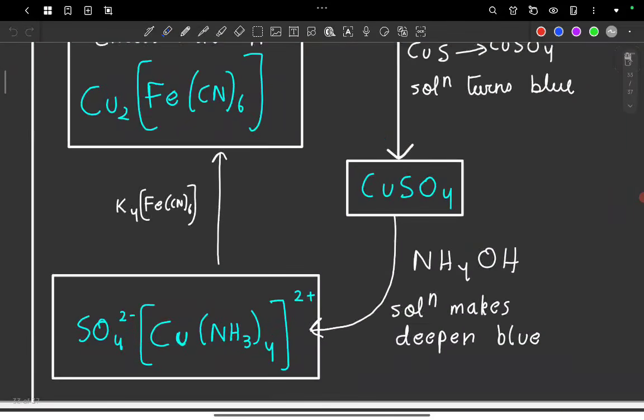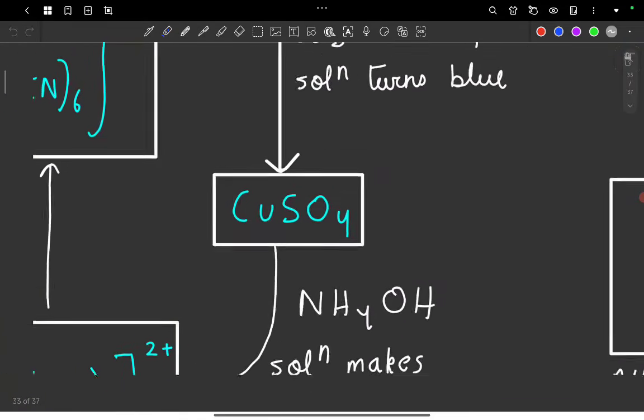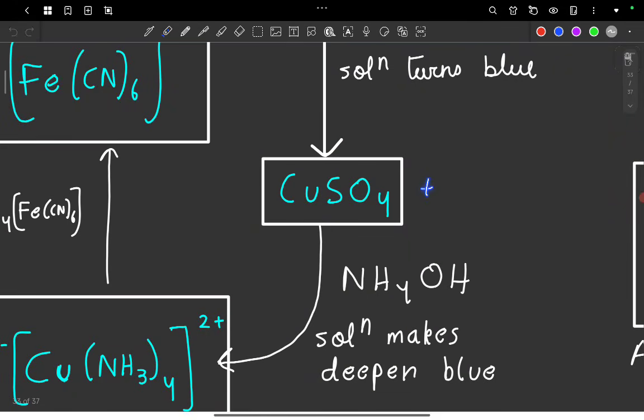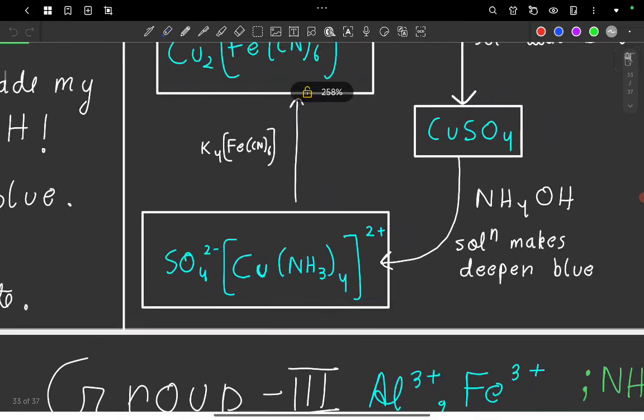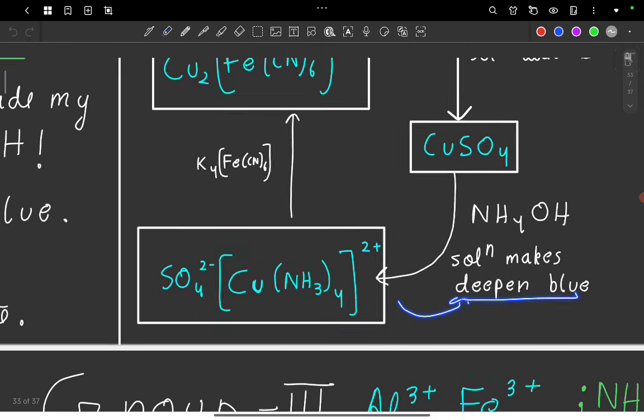How? Well, basically this reacts with 4 moles of NH4OH, and the NH4 basically displaces the sulfate ion, and it forms a tetraamine copper complex. Okay, and this is deep blue in color.